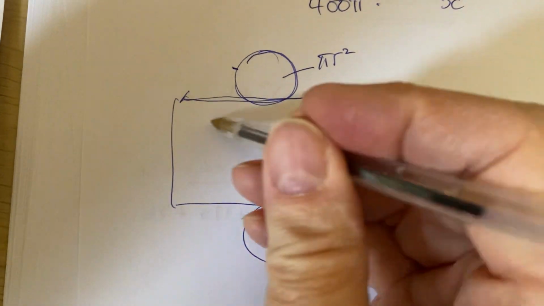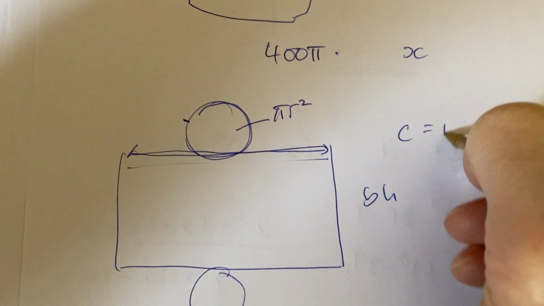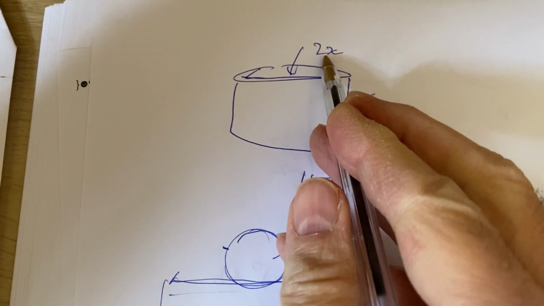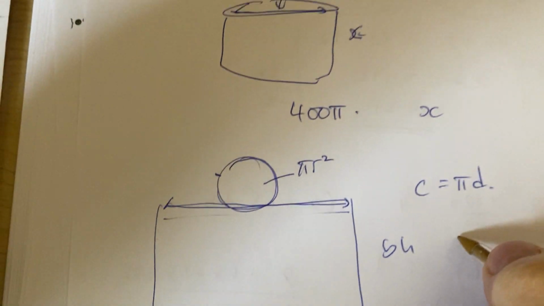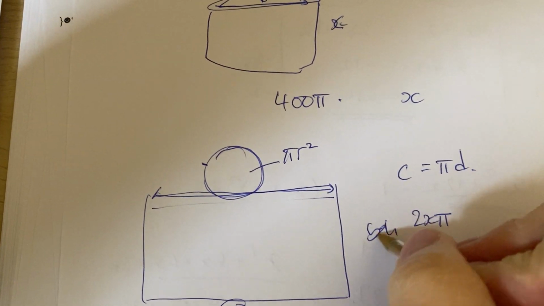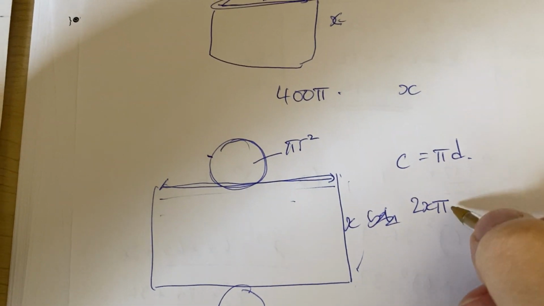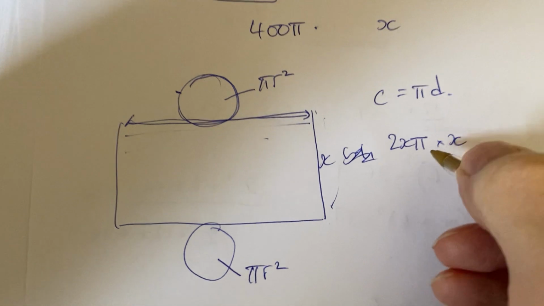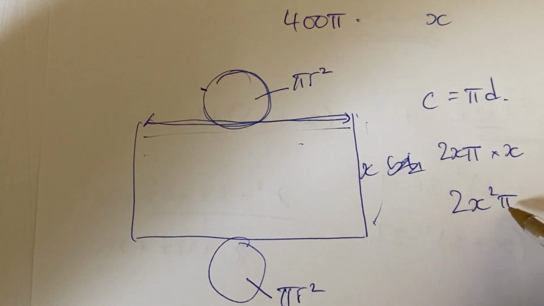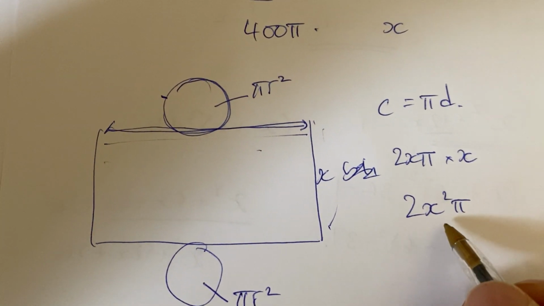Well, we know that that base is a circumference. That's what we talked about, wasn't it? The circumference is pi d, so it's pi times the diameter. The diameter is 2x, so it's going to be pi times 2x, so 2x times pi. That's our width across there, times by our drop of x, so that's going to be 2x squared pi, or 2 pi x squared, it doesn't really matter. So I'm going to leave it like that.